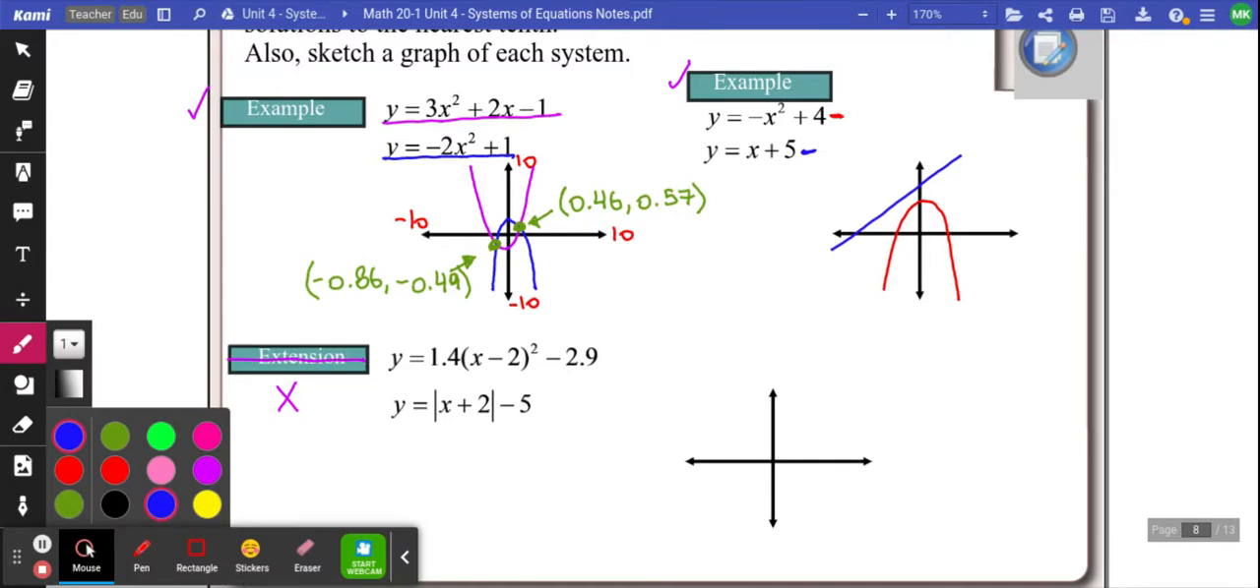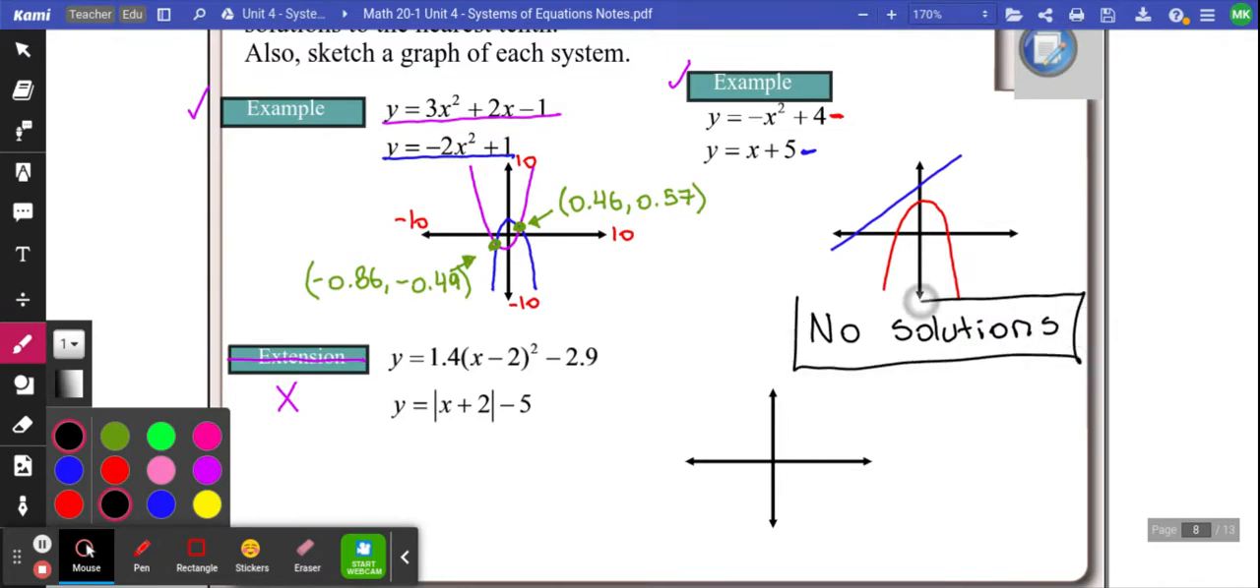So we got those two equations, y equals negative x squared plus 4, y equals x plus 5. When you look at that, you notice that there's no intersection point. Right? They never cross each other. That means this is a situation that has no solutions. It is what it is. They do not cross each other. There's no point where they would have the same x and same y at the same time. Wouldn't happen.